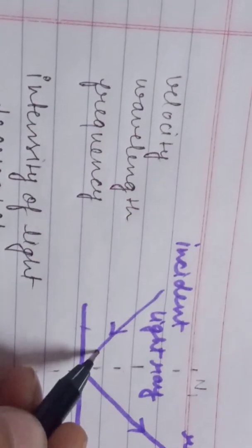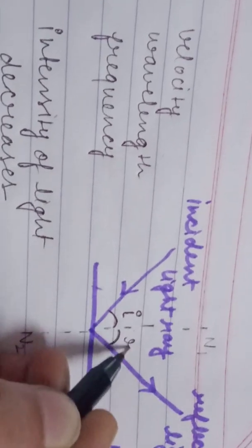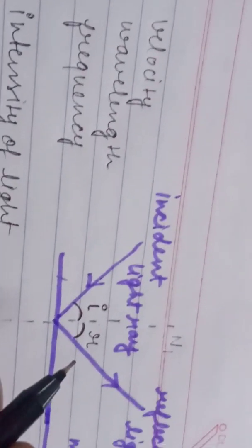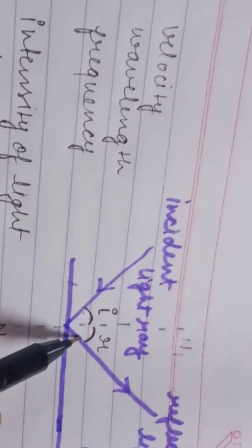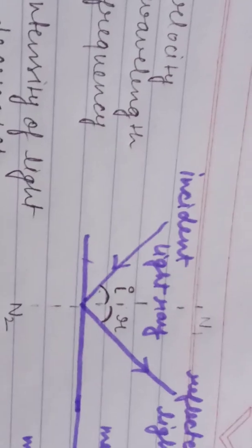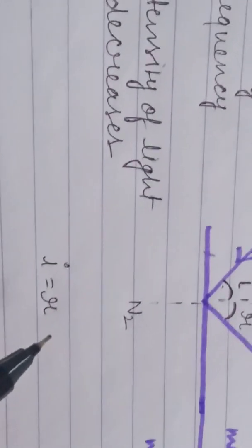So this is the angle of incidence and that is the angle of reflection. Angle of incidence and angle of reflection will be the same. i is equal to r.